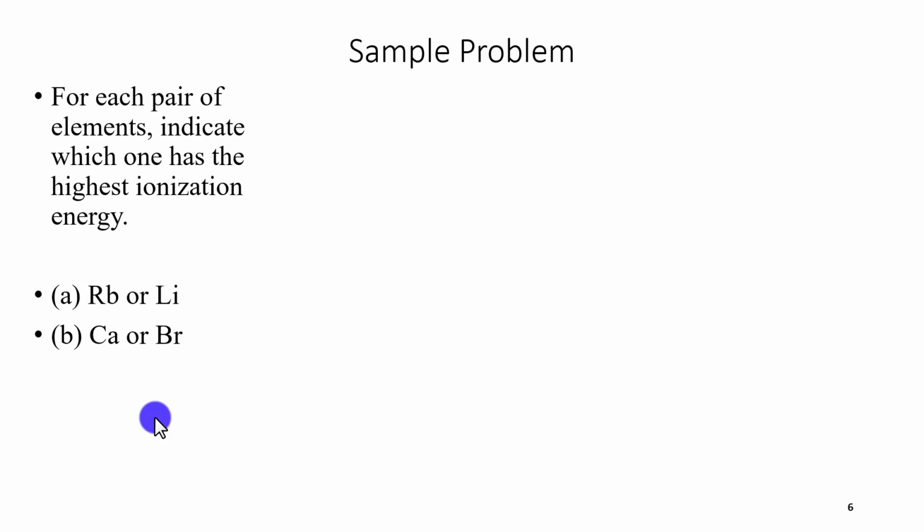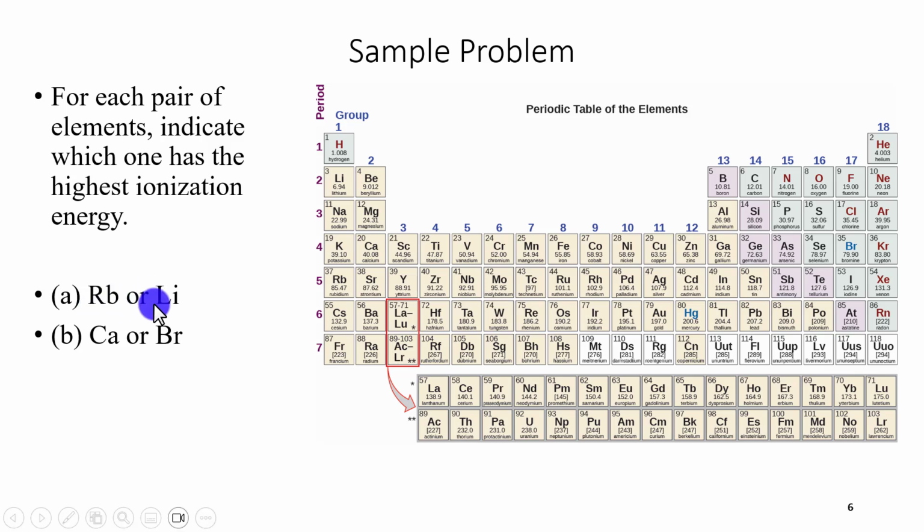Let's look at a sample problem. For each pair of elements, once again, indicate, in this case, which one has the highest ionization energy. How hard is it to remove that electron from the element? Rubidium or lithium? Calcium or bromine? Once again, we go back to our periodic table, find where they are, and remember what the trend is. Remember that helium has the highest ionization energy, so anything moving to the left or going top to bottom is going to decrease. Why don't you go ahead and give it a try.